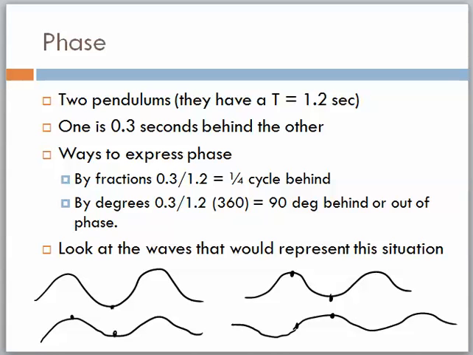One is 0.3 seconds behind the other, meaning that it lags a little bit behind. Ways to express the phase: we can do it by fractions. We can say that it would be 0.3 over 1.2, which is 1/4 of a cycle behind, or 1/4 of a period behind. We can do it by degrees. We can take 0.3 divided by 1.2 and multiply it by 360 and say it's 90 degrees behind or out of phase. And that would be the ways that we would express how something is out of phase.